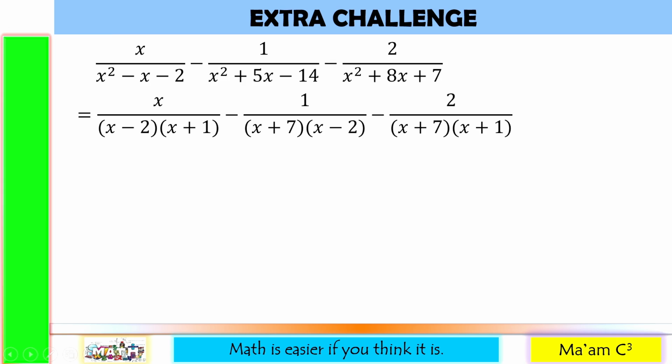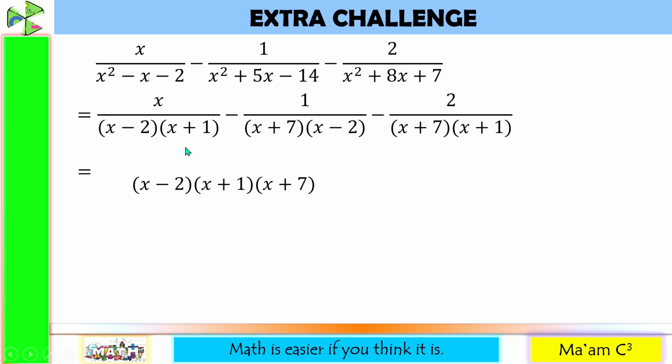Let's take all unique factors in our denominator. So let's have 1 x minus 2, 1 x plus 1, 1 x plus 7. X minus 2, I already have it here. X plus 7, I already have it here. X plus 1, I already have it here. So these are all our unique factors.